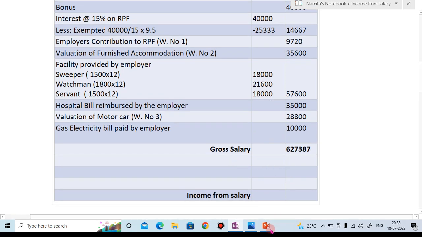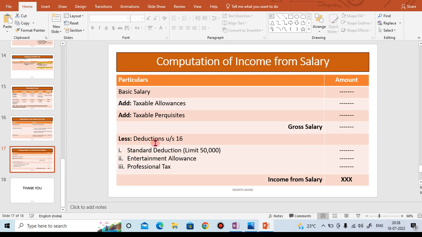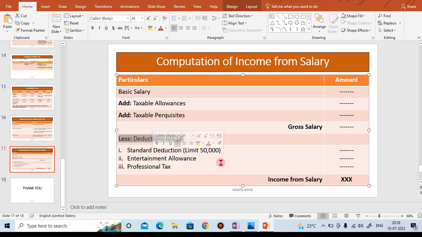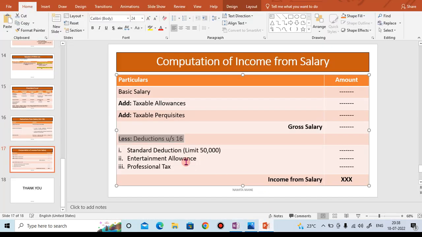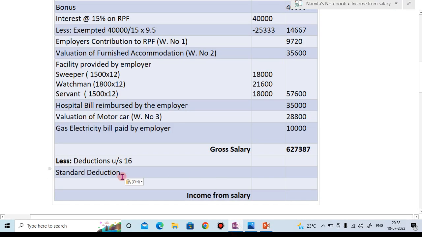Now from this gross salary, we have to deduct the standard deduction under section 16. So write here, less deduction under section 16. What is the first deduction? That is the standard deduction. The limit of standard deduction is how much? 50,000. Standard deduction, 50,000.